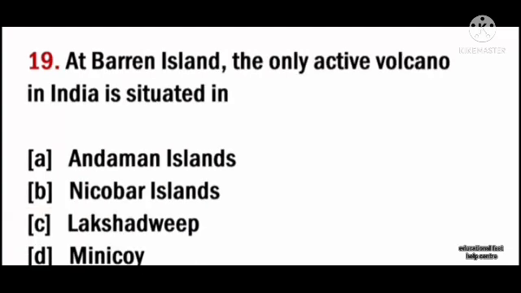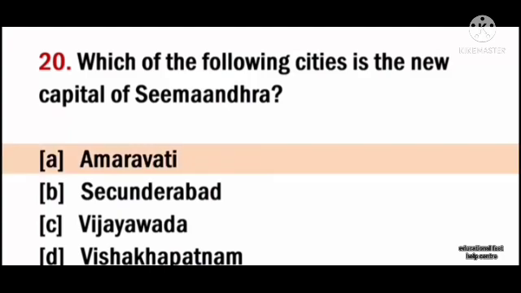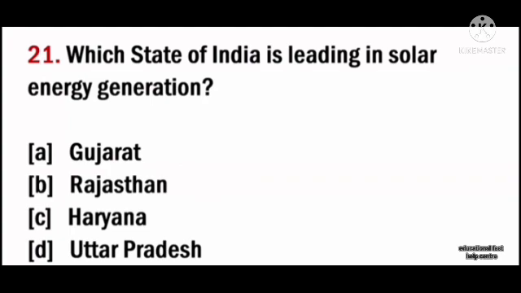Barren Island, the only active volcano in India, is situated in? Answer A. Andaman Islands. Which of the following cities is the new capital of Seemandhra? Answer. Amravati. Which state of India is leading in solar energy generation? Answer B. Rajasthan.